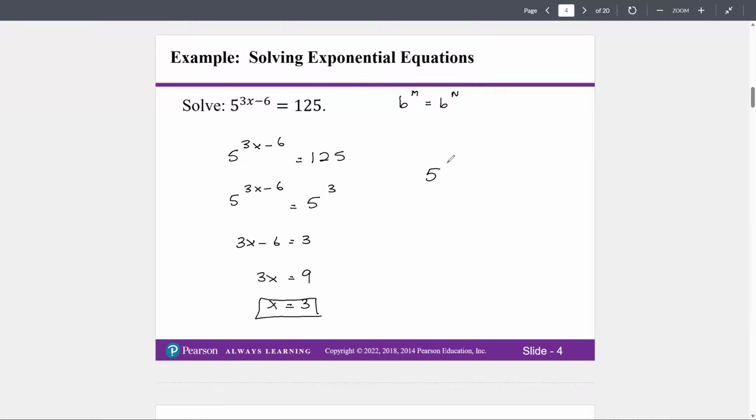And we can double check it. So 5 to the 3 times 3 minus 6 is going to equal 5 to the 9 minus 6, which is going to be 5 to the third, which is going to be 125.